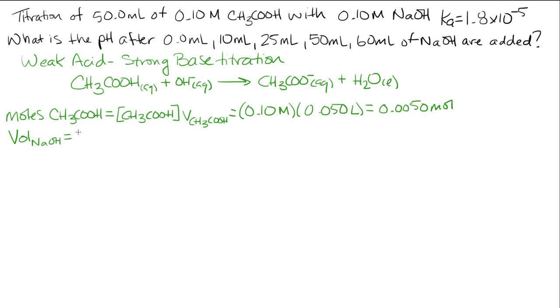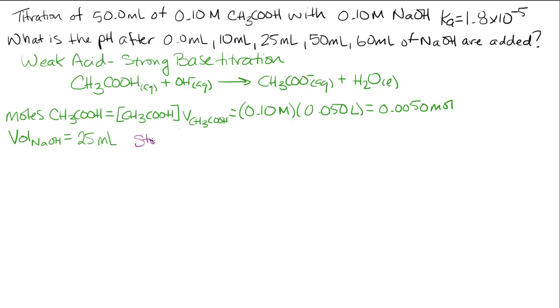This video is the third installment in a series showing how to approach calculating the pH at various points in a weak acid strong base titration. We previously calculated the pH of the given acetic acid solution prior to addition of any base and after 10 milliliters of the sodium hydroxide solution was added. In this video, we will calculate the pH of the solution after 25 milliliters of the sodium hydroxide solution has been added.